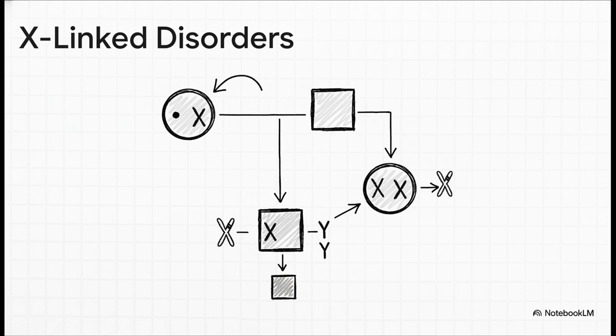Males have one X and one Y chromosome. Females have 2 X chromosomes. So because males have only one X, if that one X has the faulty gene, that's it. They will have the disease. That's why conditions like hemophilia are seen so much more often in boys.